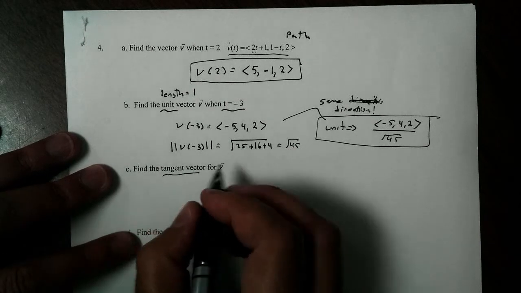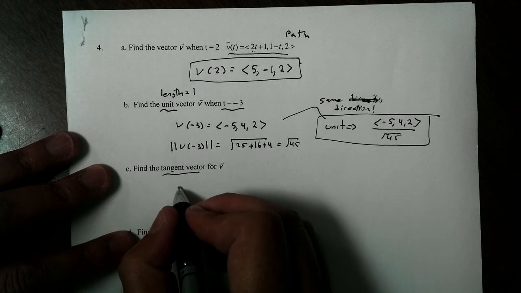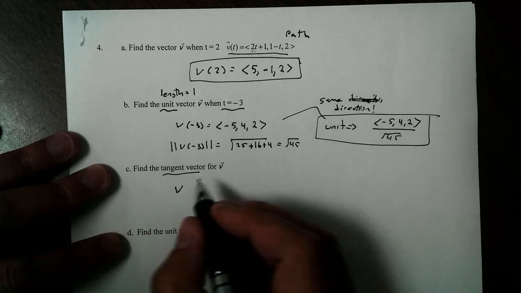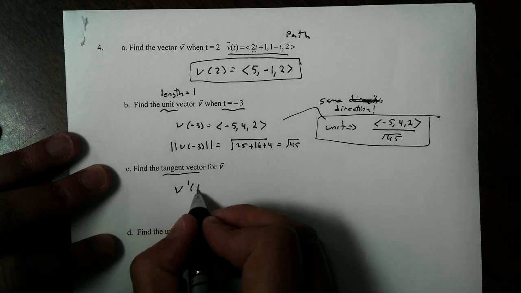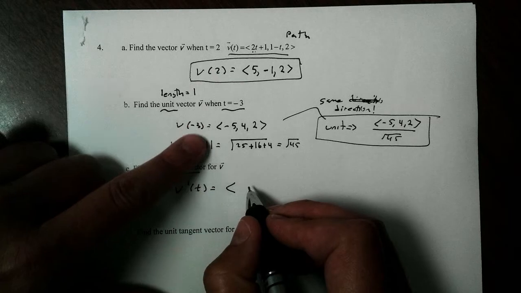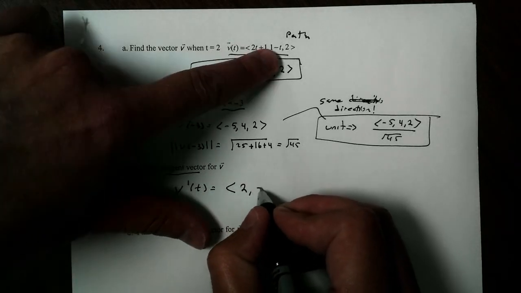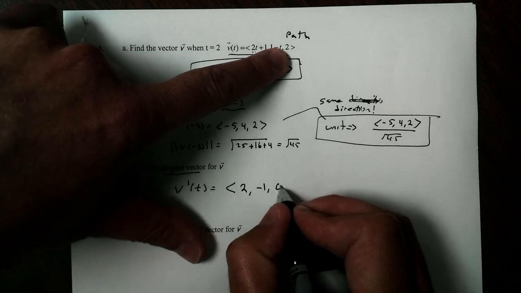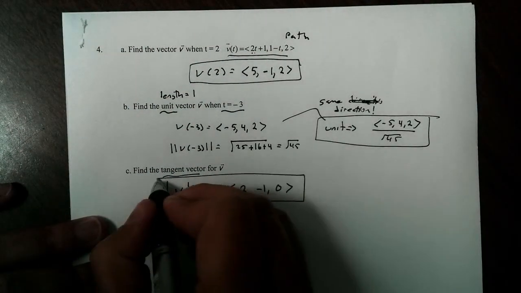Not the unit tangent, not the unit, just the tangent vector. So that's pretty easy. That's just our v prime of t. And we can get that pretty easily. That's just going to be the derivatives: 2, negative 1. The 2 is a constant, so it just becomes 0. So there's our tangent vector.